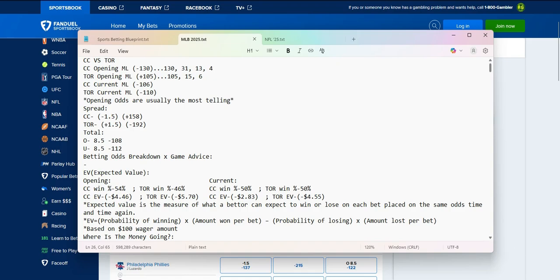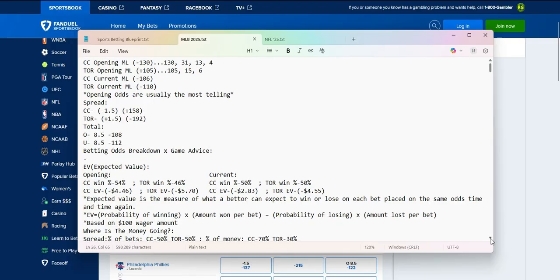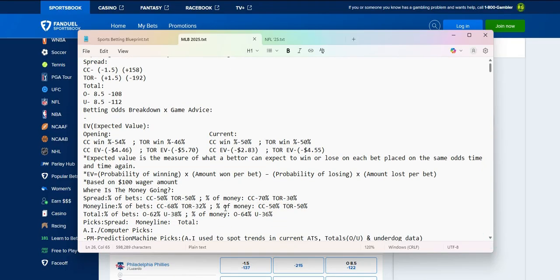Sorry about that. And where the splits are going, let me show you that. Then we'll go over the expected value. Let me scroll down. All right, splits. Chicago, Toronto 50-50 on the spread. Percentage of money is 70% going with the Cubs, 30% going with the Blue Jays. Money line percentage of bets, 68% going with the Cubs, Toronto 32%. Percentage of money, the Cubs are at 50 and Toronto's at 50 as well, 50-50. Total percentage of bets, 62% going over, 38% going under. Percentage of money, over is getting 64%, under is getting 36%.